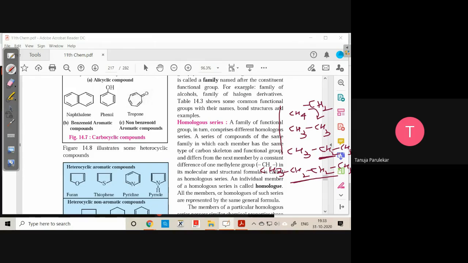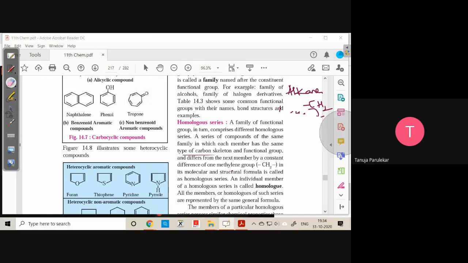So this is a homologous series, a family. It again is a family of functional group. What is a functional group? It is an alkane series, that is hydrocarbon. In this, I am adding... It differs. This is one homologous series. It is a series of compounds of the same family in which each member has the same type of carbon skeleton. You can see that here the carbon skeleton is the same, and it differs from the next member by CH2. That is one methylene unit. So it is differing by that unit.